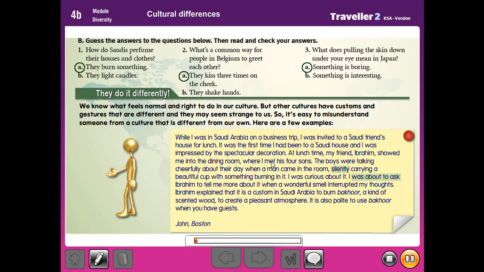4b. Cultural differences. 1. Reading. They do it differently. We know what feels normal and right to do in our culture, but other cultures have customs and gestures that are different, and they may seem strange to us. So, it's easy to misunderstand someone from a culture that is different from our own. Here are a few examples.